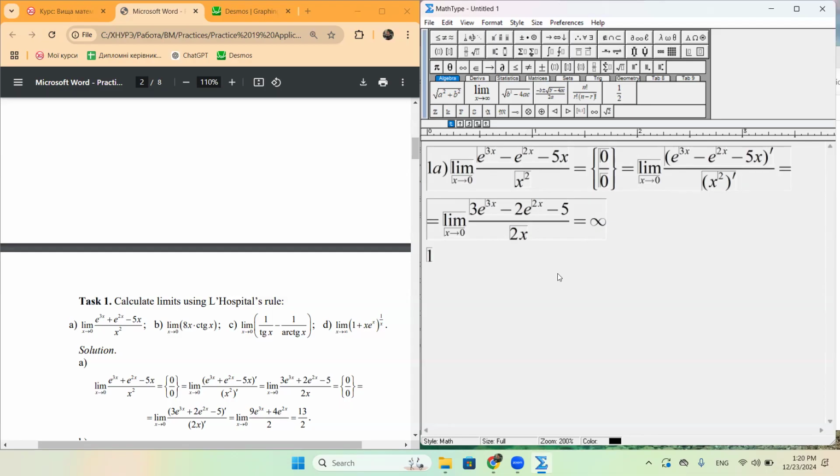Okay, so moving to the next, 1b. Calculating the following limit. 8x multiplied by cotangent of x.